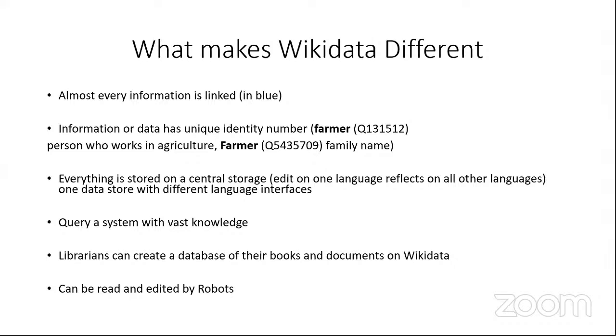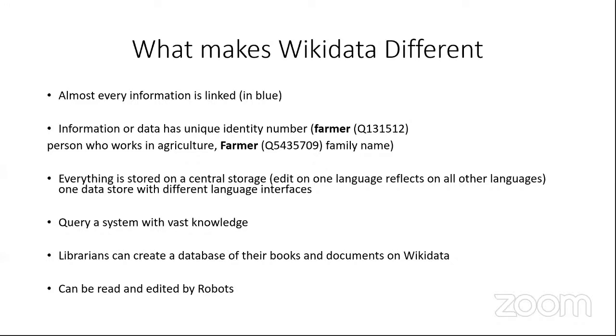And I said earlier that everything is stored on a central storage. And this makes it easier, because though we are editing in different languages, everything is stored on a central storage with the use of these unique numbers to make editing easier and also cancel out repetitive work. So I call it one data storage with different language interfaces. So a central place, but there are different languages being used, but we all understand the language being used because of the unique identity number that's given to everything on Wikidata.